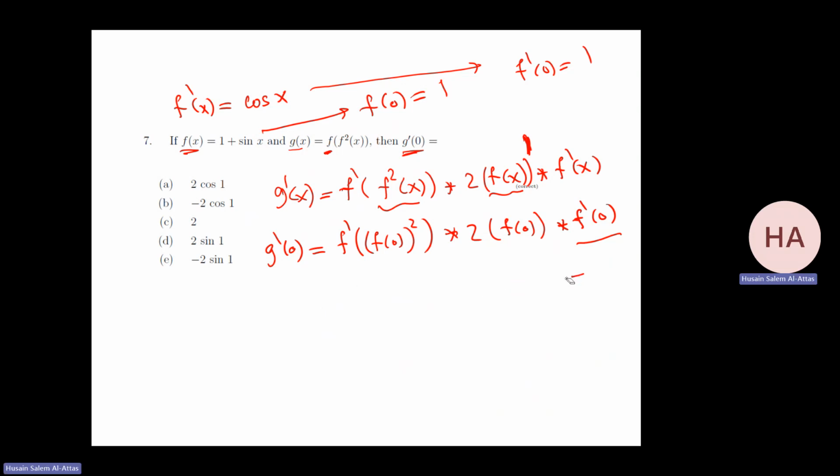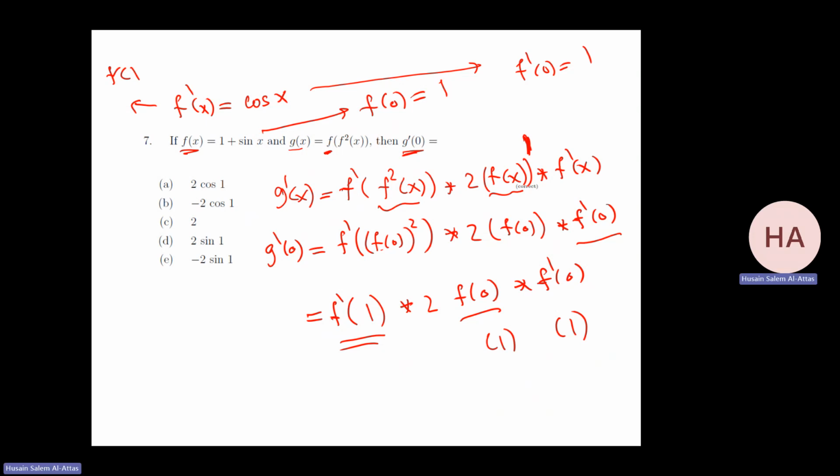Yeah, let me do it step by step. I'll do the calculation later. That will be f prime. F at 0 is 1 squared. F prime at 1 times 2 times f at 0 times f prime at 0. So I need f at 0. This is 1. F prime at 0. This is 1. I need f prime at 1. What is f prime at 1? Just substitute 1 instead of x. That will be cosine 1, which I don't know what is cosine 1, so I will write it. This is cosine 1 as a number times 2 times 1 times 1. So the answer is 2 cosine 1, which is this answer.